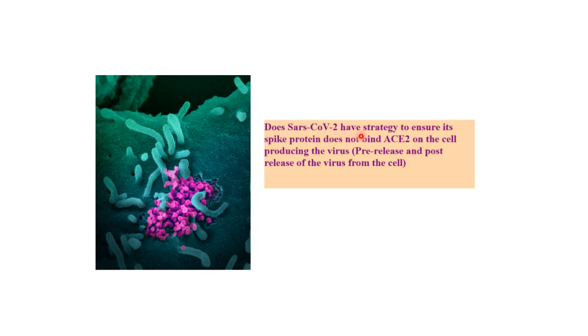Does SARS-CoV-2 have strategy to ensure its spike protein does not bind ACE2 on cells producing the virus? Pre-release and post-release of the virus from the cell. So the virus is being released. It doesn't really want to bind to the same cell. That will be counterproductive for the virus. So does it have a strategy that it doesn't bind to the same cell from which it is being produced?